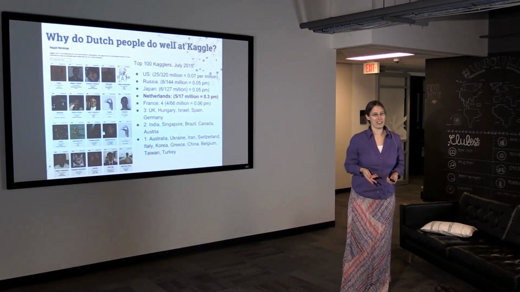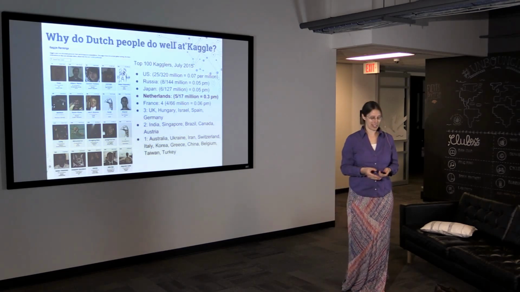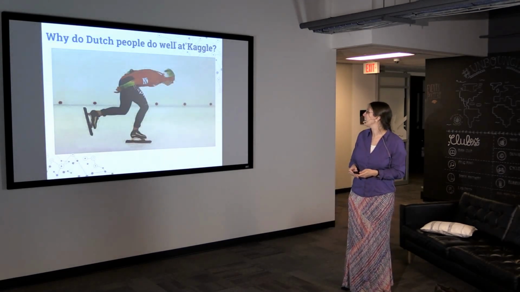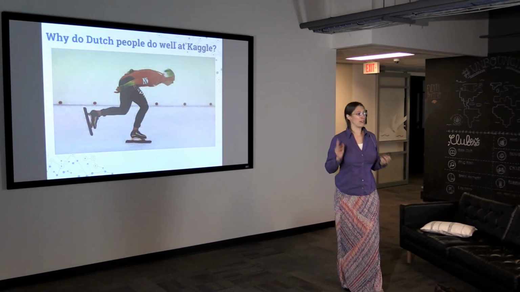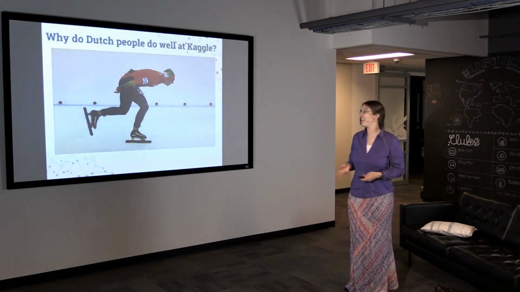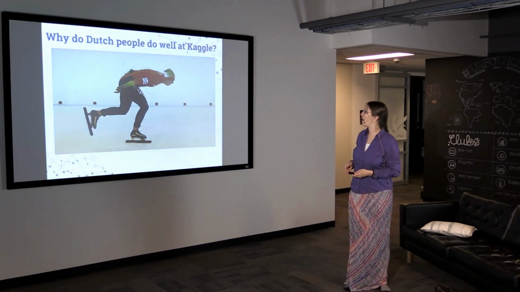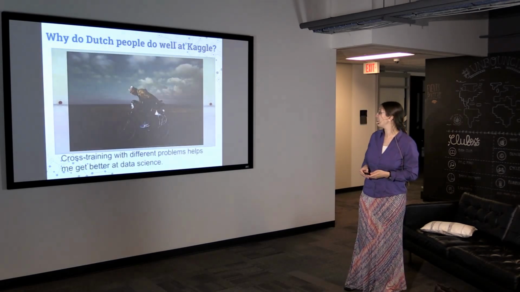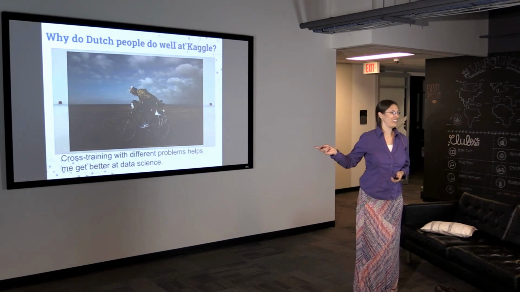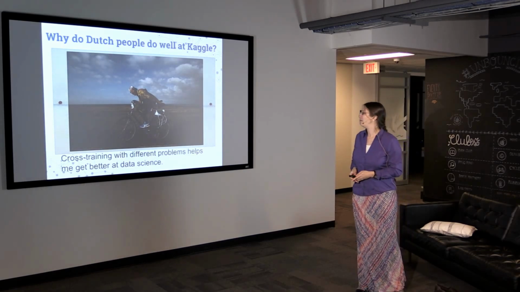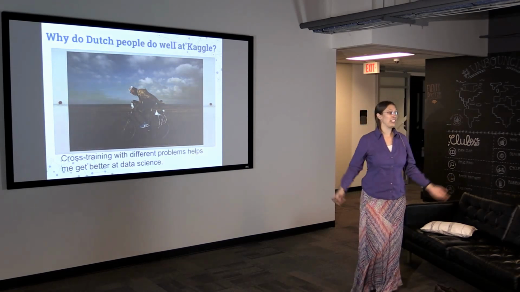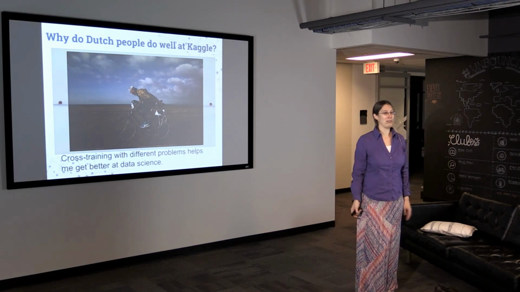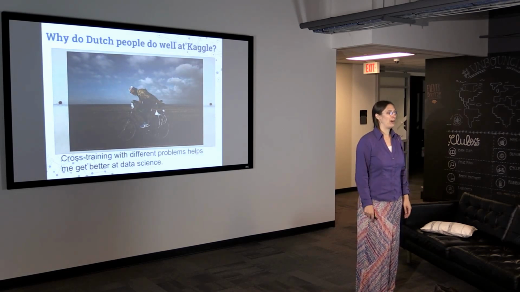Having just come from 6 years in the Netherlands, I had some ideas about why this might be. I think the answer to the question of why Dutch people are so good at Kaggle is related to the question of why Dutch people are so good at speed skating. The answer is that they're also really good at this sport which you do with 2 wheels. The answer is basically cross-training. The more problems you do, the better you get at approaching a new problem.